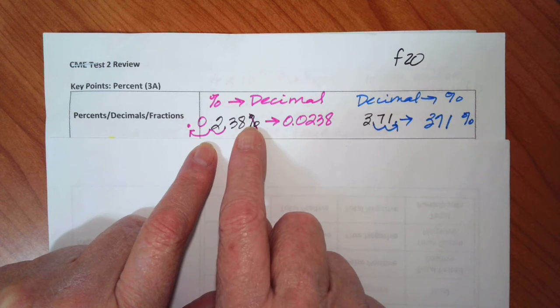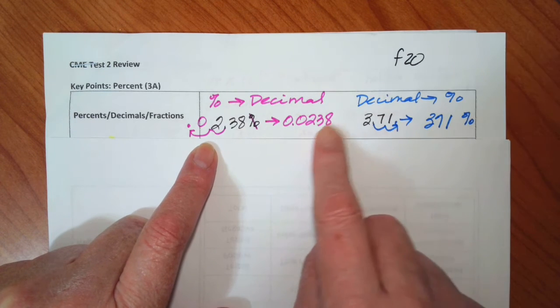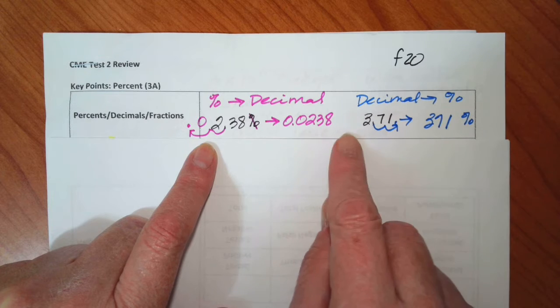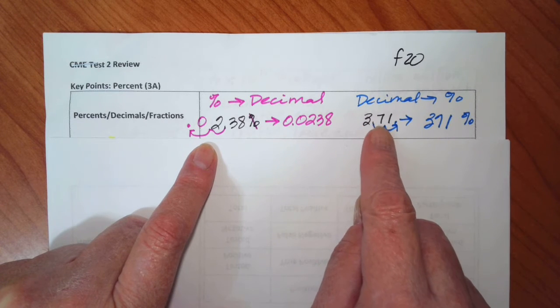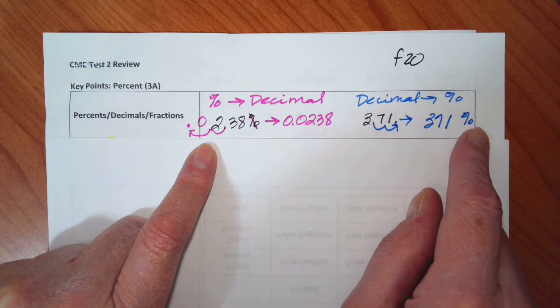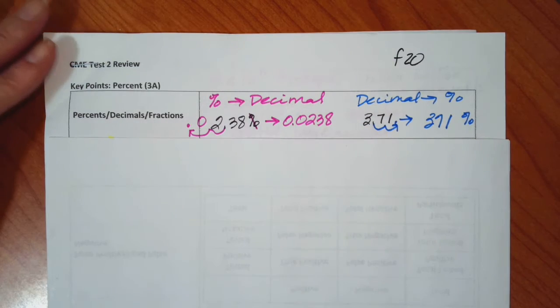So 2.38% becomes 0.0238. If I want to go from a decimal to a percent, if I have 3.71, then I will move the decimal 2 places to the right and add the percent sign, so 3.71 becomes 371%.